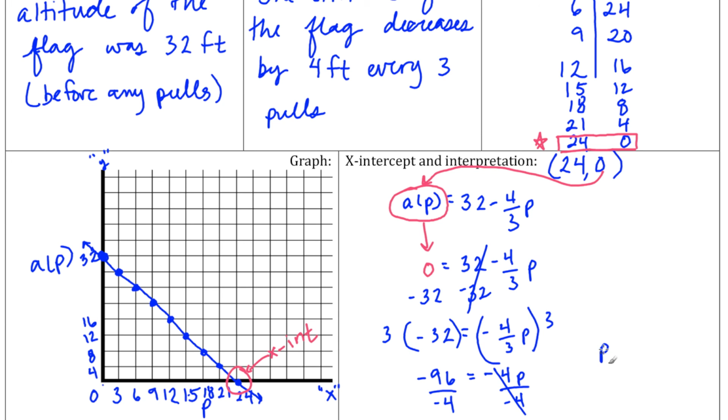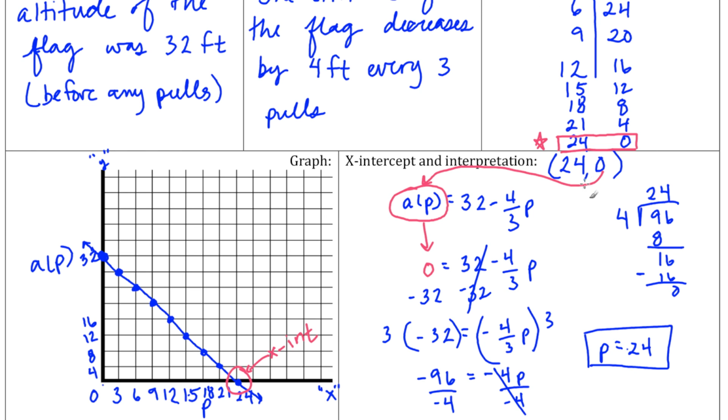And I end up with p equals, a negative divided by negative is a positive, 96 divided by 4. 4 goes in here 2 times. 4 goes in 16 4 times. So 24. And that is actually what we got. So this should match this, which should match this right here. And that is it. Thank you.